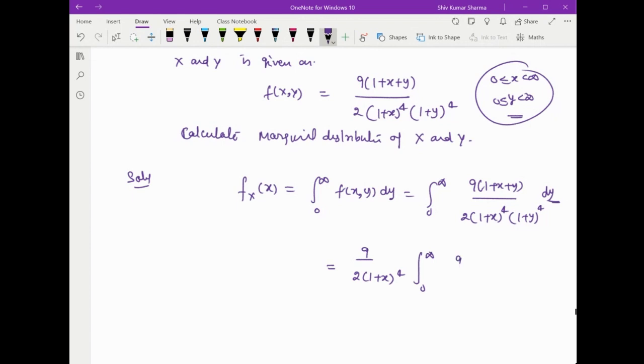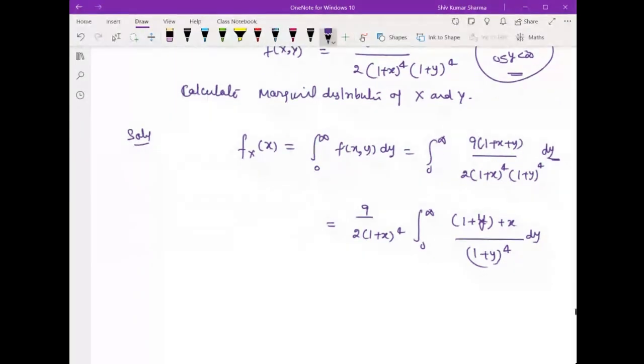From 0 to infinity, the 9 we also take outside. So this is 1 plus x. We do not write 1 plus x, we write it as 1 plus y plus x in the numerator. And 1 plus y raised to the power 4, dy. So 9 upon 2, when you integrate with respect to y, x is treated as a constant because we are taking a single integration. So we can write this separately, 1 plus y upon 1 plus y raised to the power 4.